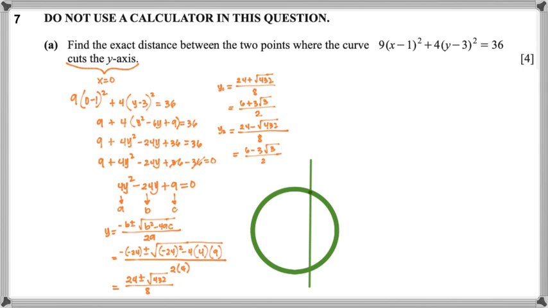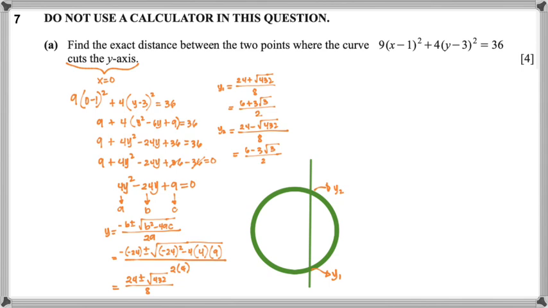Okay, let's say this first point is your y sub 2, and this is your y sub 1. Now, to find the distance between y sub 2 and y sub 1, we just need to subtract them.